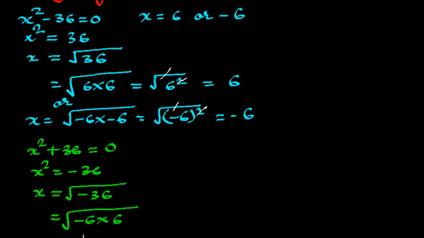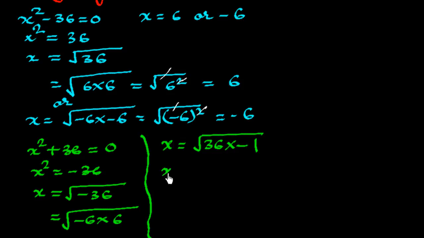So we could not find out the square root of this number, but we have another way by which we could simplify this and find out the imaginary number. So x is equal to, we could write in this way, 36 into minus 1, because the minus 36 we could write in this way. So x is equal to square root of 36 into square root of minus 1.